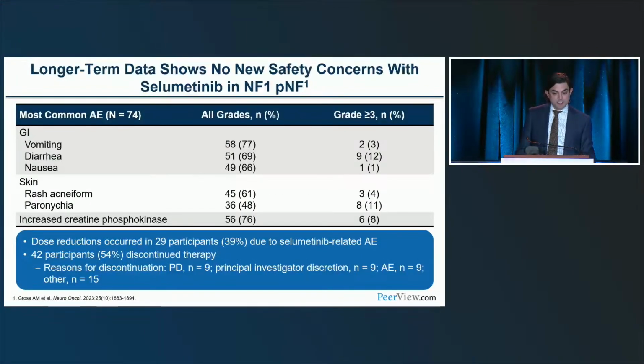Again, in this study, with the additional 5-year follow-up published last year, they saw that GI and skin toxicity, as well as increased CPK, were the most common problems. And unfortunately, 29%, so almost 40% of those patients needed to have had problems with selumetinib, and 54% had to discontinue therapy. So half of those patients had to come off of treatment due to either principal investigator discretion, side effects in some cases, and others that weren't specified.